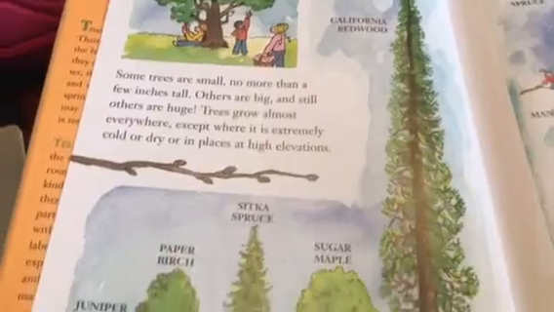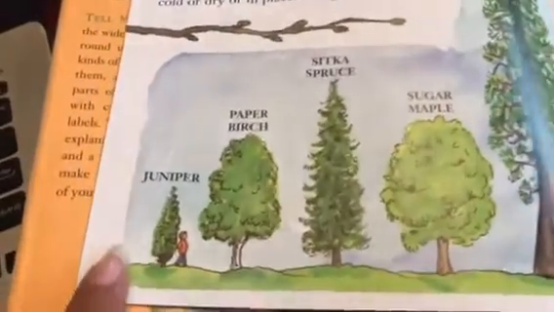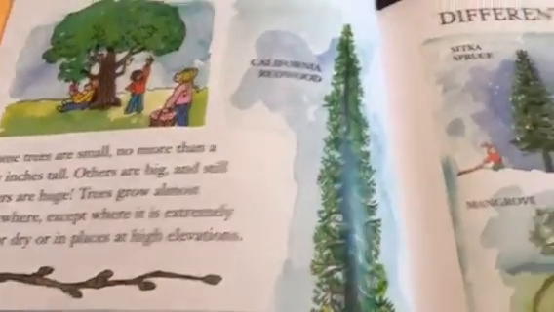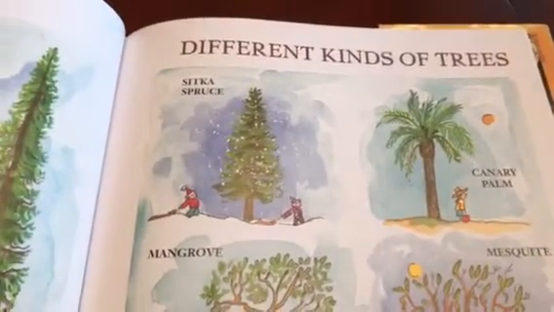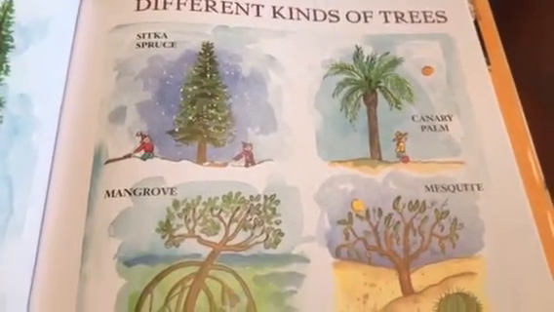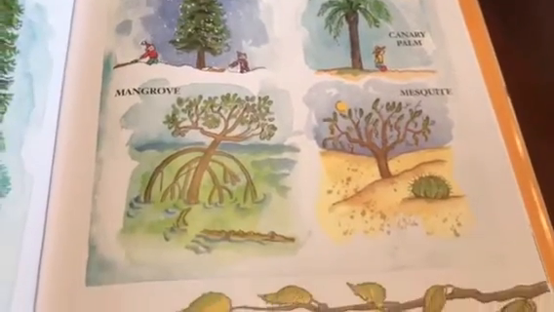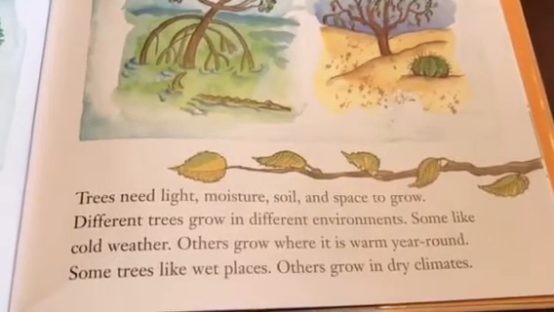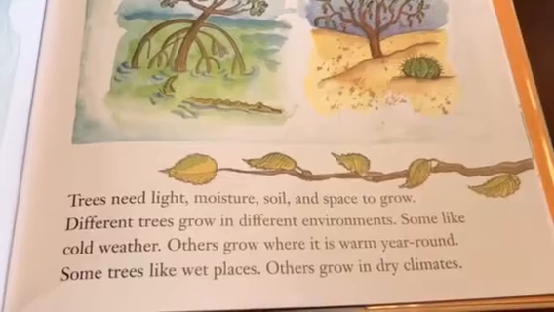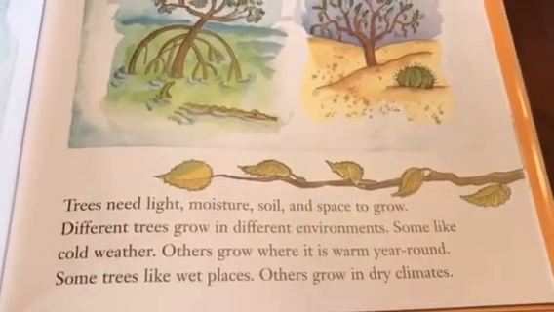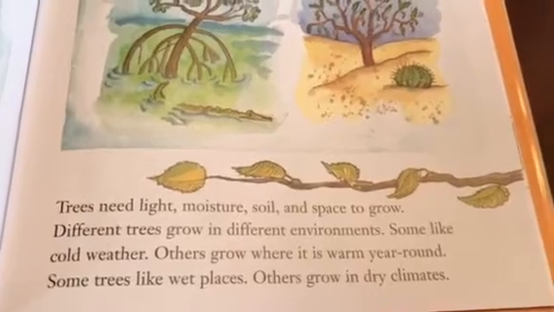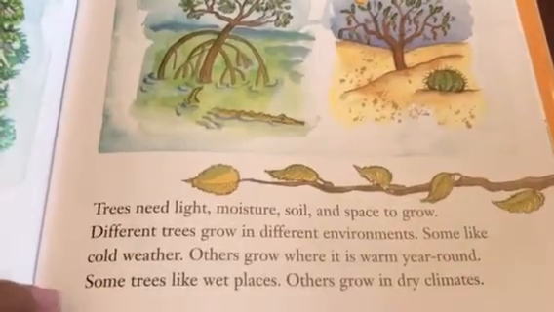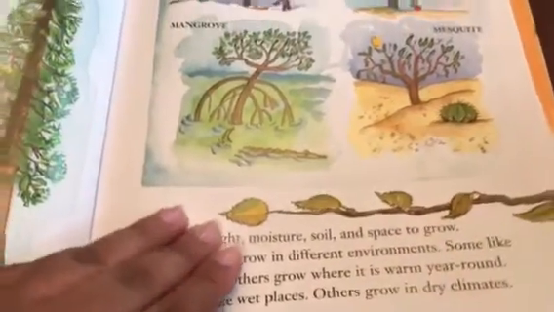The California redwood. Some pictures of a small tree, and then it gets bigger, taller. Different kinds of trees. Some pictures of some different kinds. Trees need light, moisture, soil, and space to grow. Different trees grow in different environments. Some like cold weather. Others grow where it is warm year-round. Some trees like wet places. Others grow in dry climates.